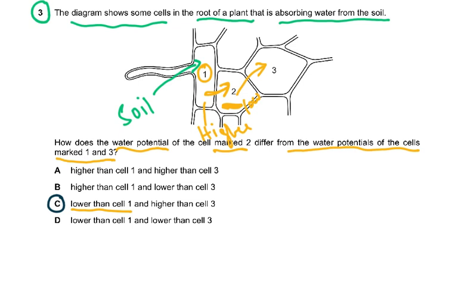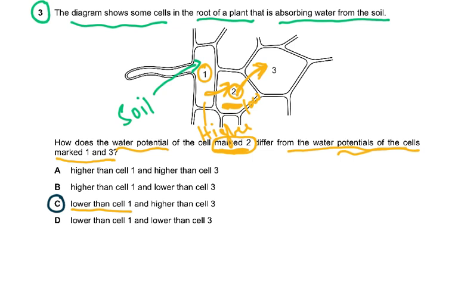But then cell 2 is high as compared to 3. That is why it is moving from 2 to 3. So lower than cell 1 and higher than cell 3. We were talking about cell 2, and how its water potential differs from the cells marked 1 and 3. So from 1 it went to 2, so 1 would have a higher water potential, or you could say 2 would have a lower water potential than 1 and a higher one than 3, because it is moving from 2 to 3. So this is how you have to see the movement of water in this part of the root.